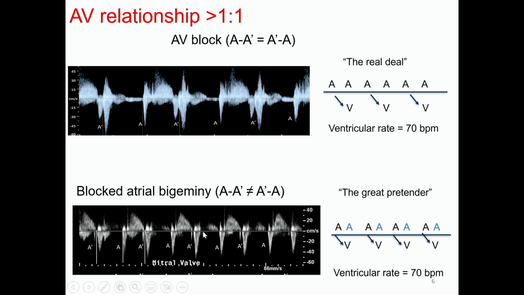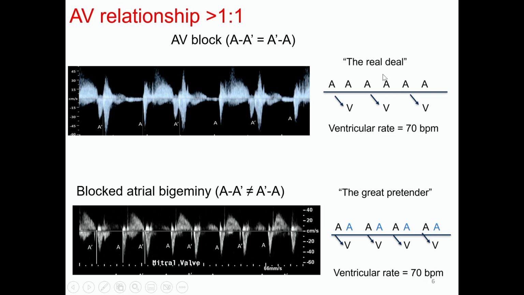If, on the other hand, you have an A prime to A time difference that's different from the A to A prime, then you're dealing with blocked atrial bigeminy. And blocked atrial bigeminy is just fancy PACs. So this beat that happens here is a premature beat, and that's why the A to A interval is different.